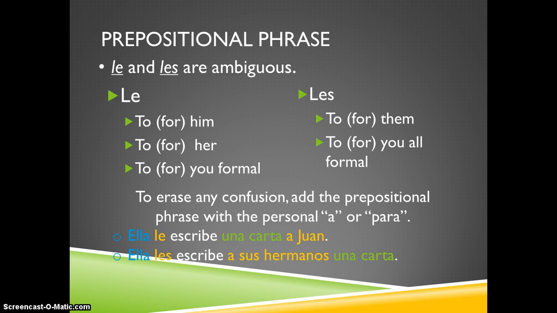So to ease the confusion, we add the prepositional phrase with the personal a, or the word para means for. Remember, we talked about that personal a at the beginning of this lesson, or this unit. So, ella le escribe una carta a Juan. So if we just said, ella le escribe una carta, she writes a letter to them, but we don't know who it is. So we'd say, a Juan. Ella les escribe a sus hermanos una carta. Again, notice we can have a little bit different word order in those examples.